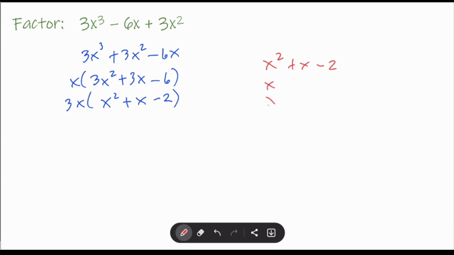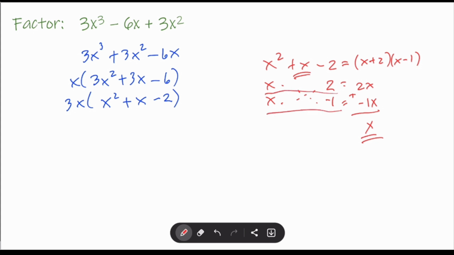You can factor x squared as x and x. For -2, we can factor it as 2 and -1, so that if you cross multiply this, it will be 2x and -1x. If you combine it, it's positive 1x or just simply x, which is the same as this, and that's what we are after. So the factored form of this is x plus 2 times x minus 1, which is the same as this.